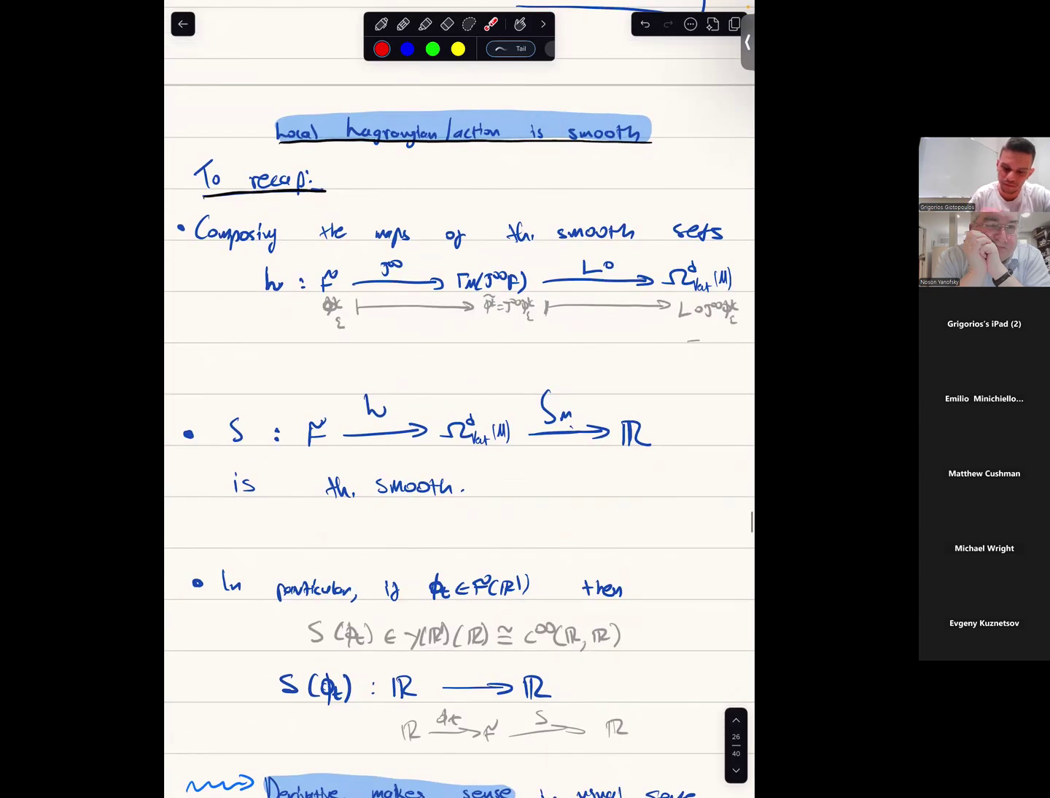To recap, composing maps of thick and smooth sets, we have a Lagrangian and the infinite jet prolongation, and we get a map of thick and smooth sets into top forms. Then we can integrate.